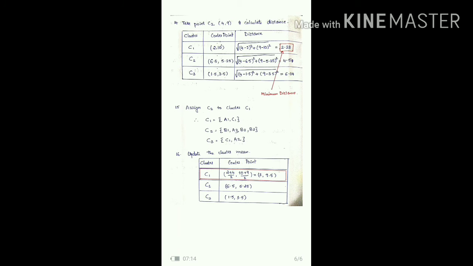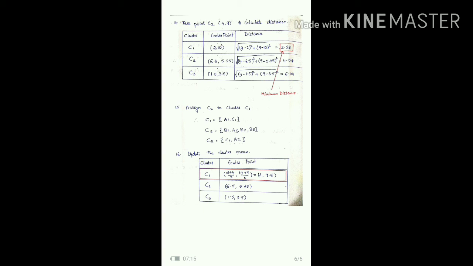After that, the last point is C2, which is (4, 9). Again we calculate the distance value. 2.23 is the minimum distance value, given by cluster 1. So we assign this point C2 to cluster 1. Then A1 and C2 are the two elements. After assigning this last element to cluster 1, we recalculate the cluster mean. C1's newest value is (3, 9.5).